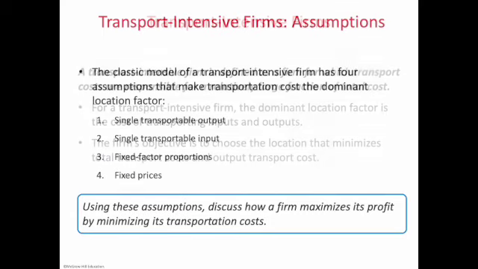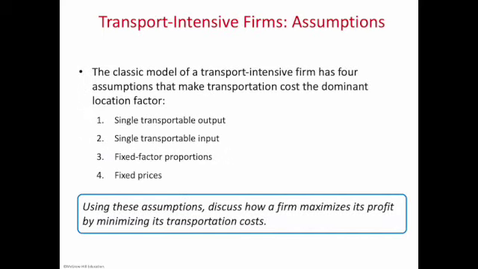Transport-intensive firms, assumptions. The classic model of a transport-intensive firm has 4 assumptions that make transportation cost the dominant location factor. 1. Single transportable output. 2. Single transportable input. 3. Fixed factor proportions. 4. Fixed prices. Using these assumptions, discuss how a firm maximizes its profit by minimizing its transportation costs.